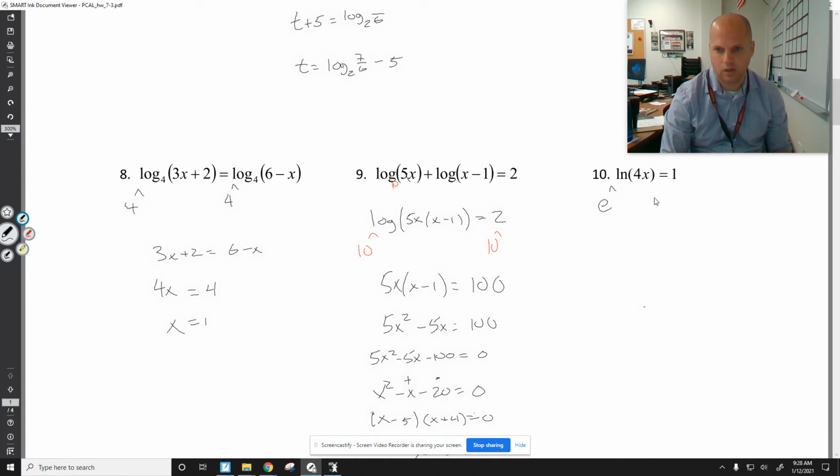Instead, get rid of the log base e, the natural log. You get 4 to the x equals e. Now you can divide by 4. You get x equals e over 4. Not a nice number, so just leave it like that.